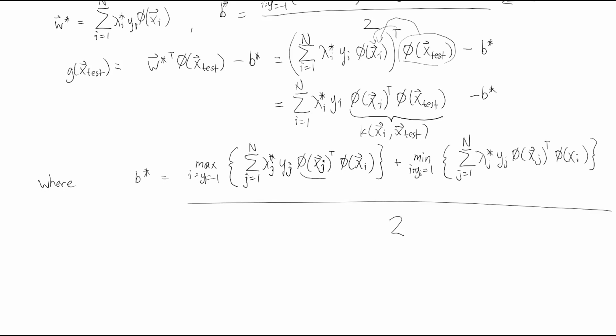And here again we can see that the only way that phi appears in the expression is in the form of an inner product. So we can always replace the phi transpose phi with a kernel. In this case, this is going to be k of xj comma xi, and then over here we also have k of xj and xi. So we never have to explicitly evaluate the feature or the inner product between features. We only have to evaluate the kernel, which is much, much more efficient.